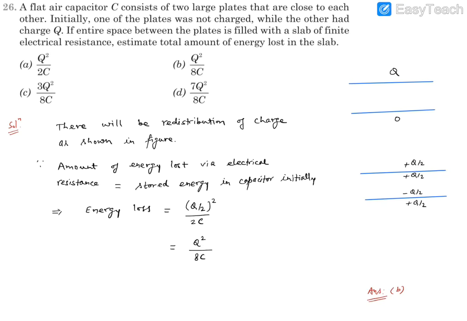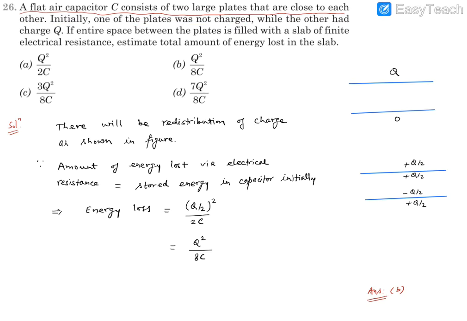Question number 26. It reads, a flat air capacitor C consists of two large plates that are close to each other. Initially, one of the plates was uncharged, while the other had a charge Q. If the entire space between the plates is filled with a slab of finite electric resistance, estimate the total amount of energy lost in the slab.